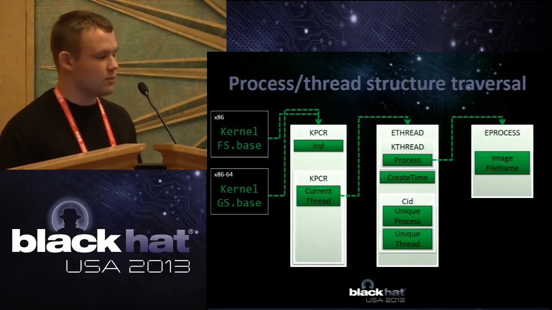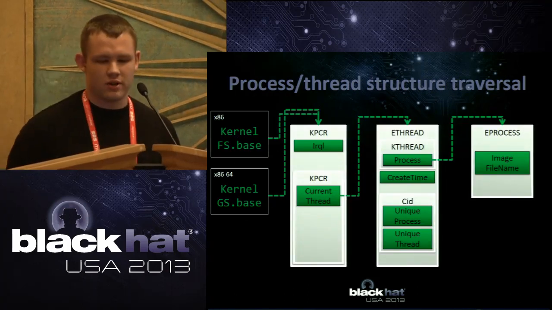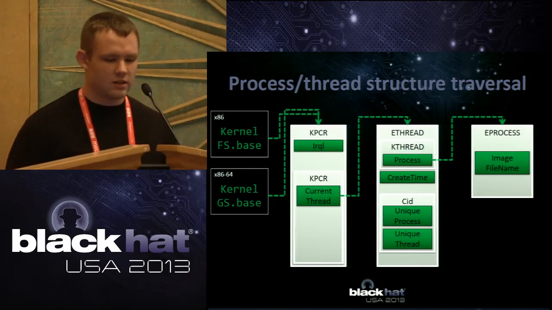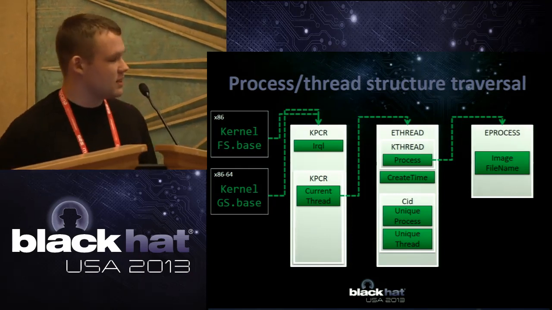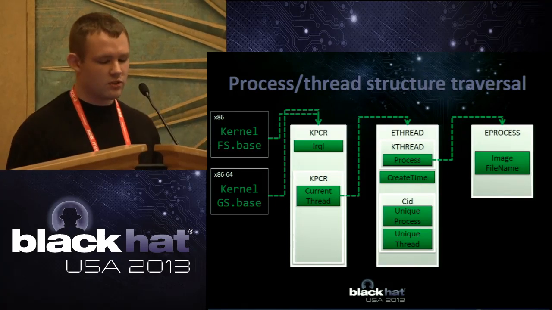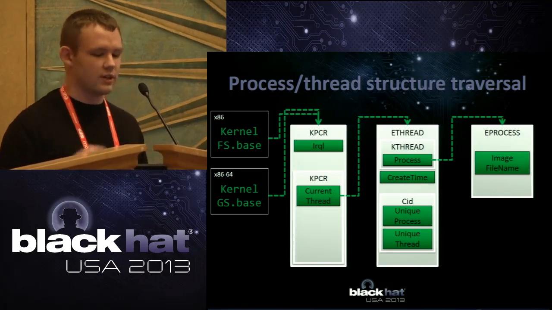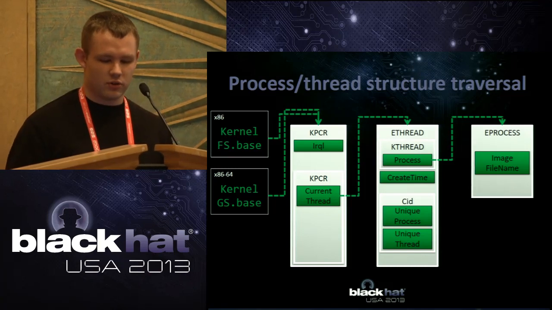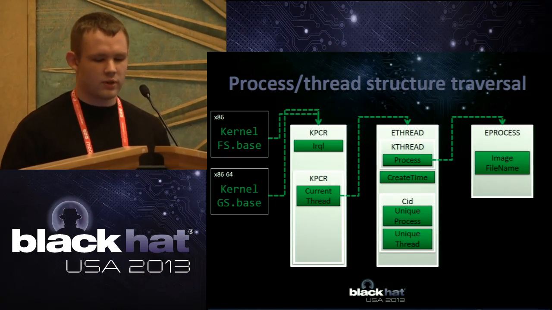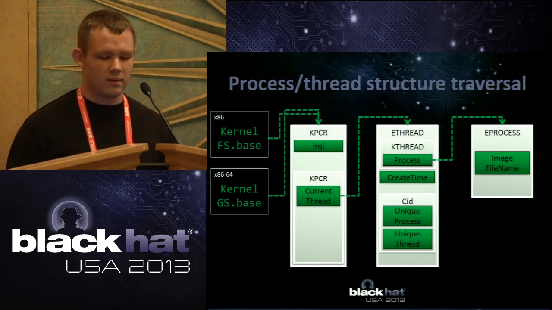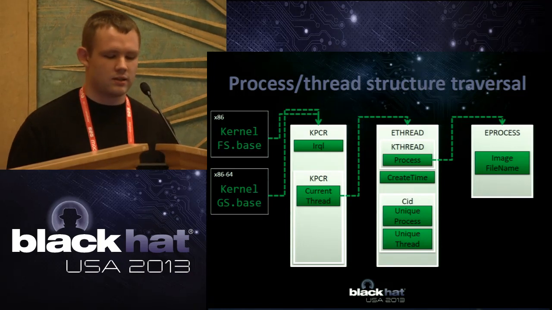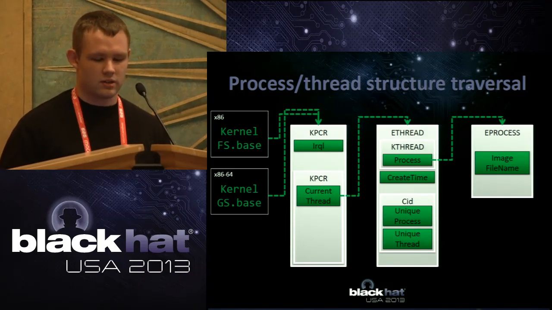So that's a really simple part. Then when it comes to traversing the structures that contain information about threads and processes, it's a little more complicated. As you can see, we basically traverse three structures. First, the KPCR, which contains a pointer to the current thread, which in turn contains a pointer to the current process. And we get the pointer to KPCR using the base address of the FS segment on 32-bit Windows, and the base address of the GS on 64 bits.